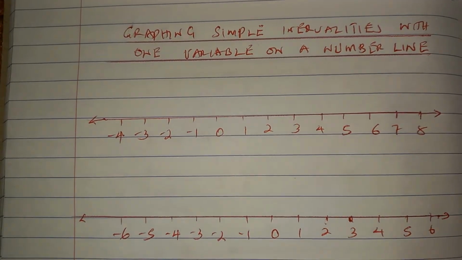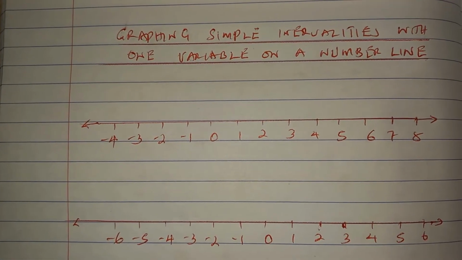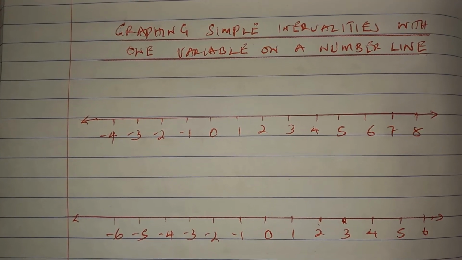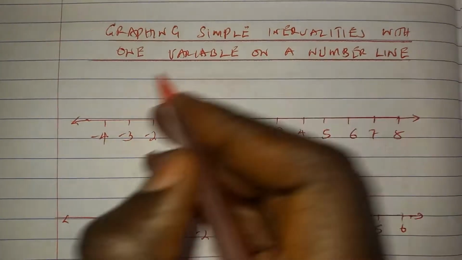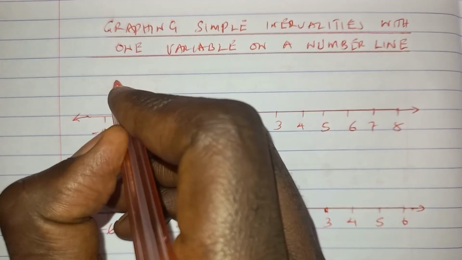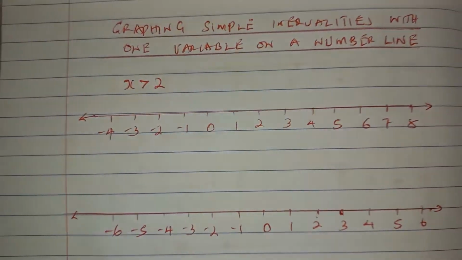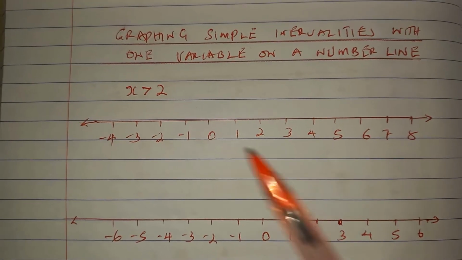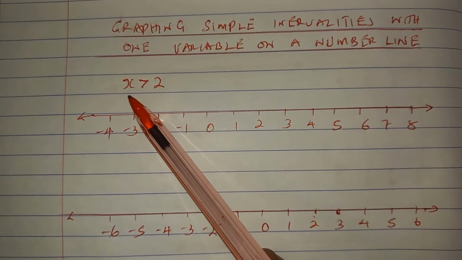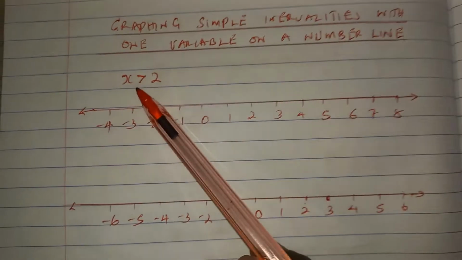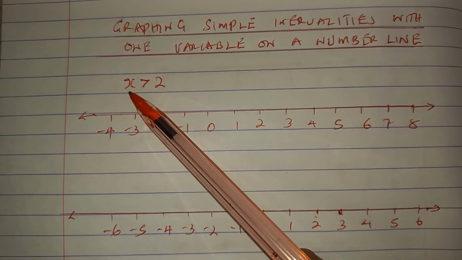Hello. Now, I want us to look at how to graph simple inequalities with one variable on a number line. Let us take an example of this inequality: X is greater than 2. First, it's important to understand what we mean when we say X is greater than 2.